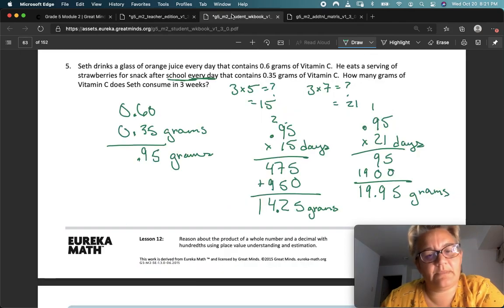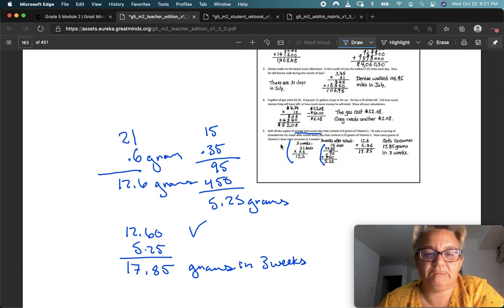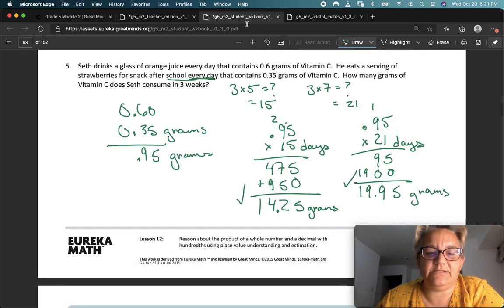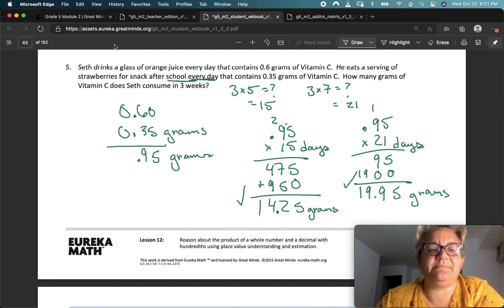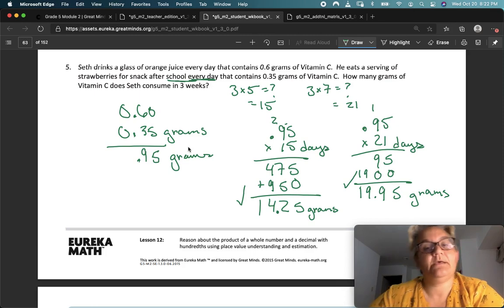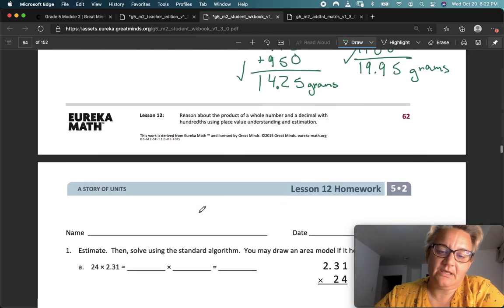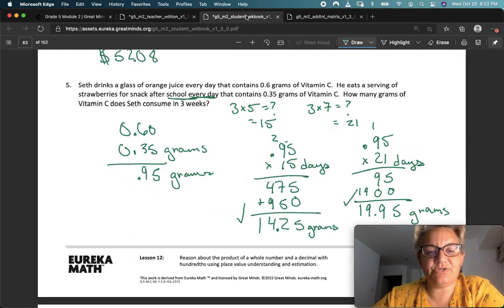Okay, well, so I guess this answer would be acceptable, this answer would be acceptable, and I would take this answer too, because that's the answer they gave in the book. Interesting. Let me just read this one more time. Seth drinks a glass of orange juice every day that contains, he eats a serving after school every day. Wow, that's tricky. Interesting. All right, that was a tricky one. But I like those questions too, because you can see all the different ways to get different answers. As long as you show your work and show your thinking, I would accept any of those answers.